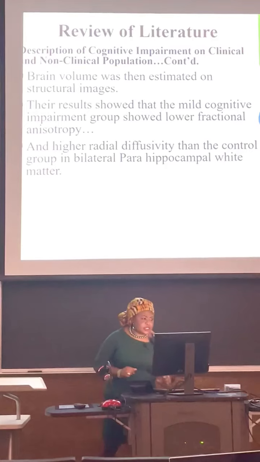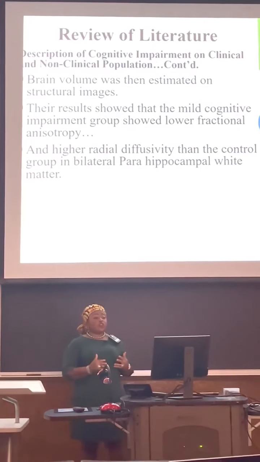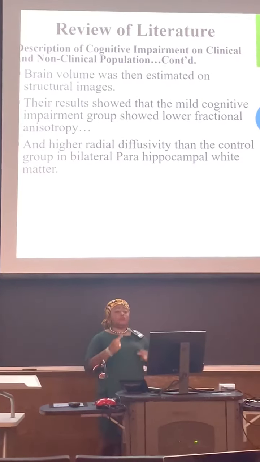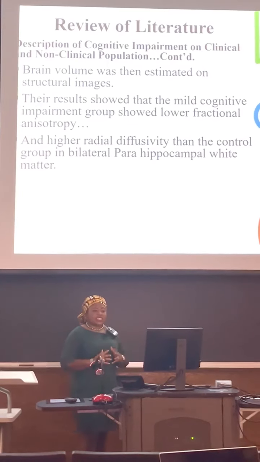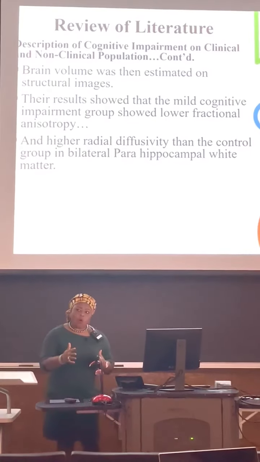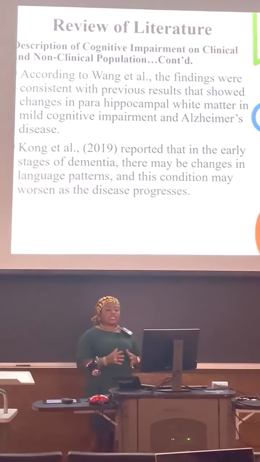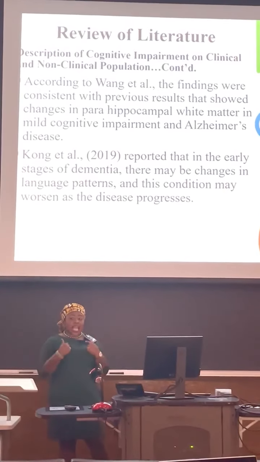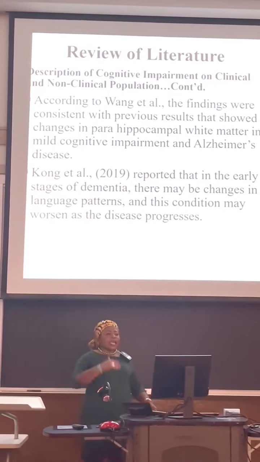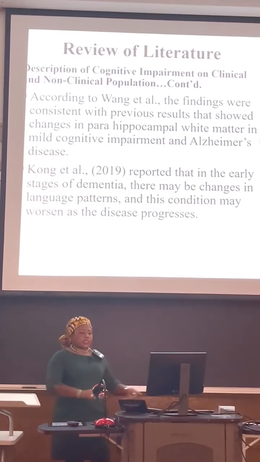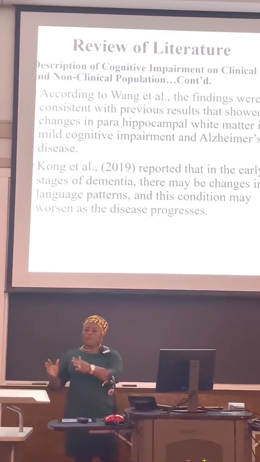Let us look at what happened. Brain volume was then estimated on structural images. Their results show that the mild cognitive impairment group showed lower fractional anisotropy and higher radial diffusivity than the control group. So these are all the terms that lead to language deformity. According to Wang et al., the findings, which I am basing my argument on here, were consistent with previous results that show changes in the parahippocampal, we come back to hippocampus, white matter in mild cognitive impairment and Alzheimer's disease. So this was consistent with the previous results.